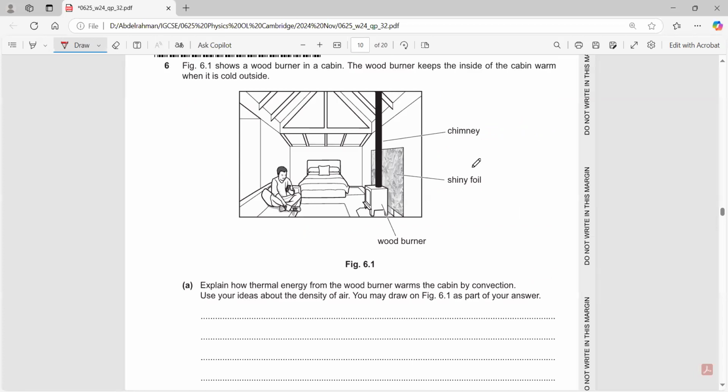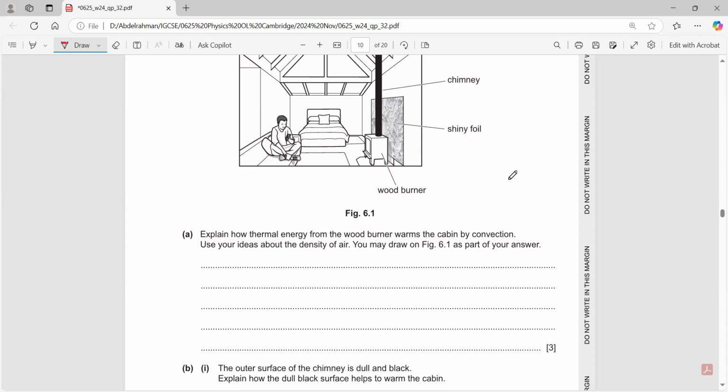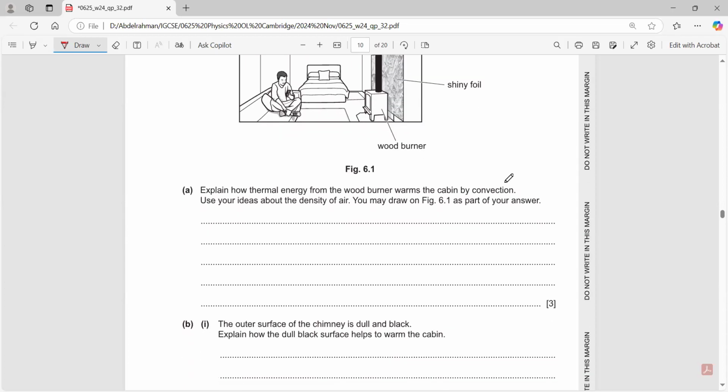Figure 6.1 shows a wood burner in a cabin. The wood burner keeps the inside of the cabin warm when it is cold outside. Explain how thermal energy from the wood burner warms the cabin by convection. Use your ideas about density. Basically, we need to talk about convection. What happens during the convection? Think about it. As the molecules get heated up, what happens?